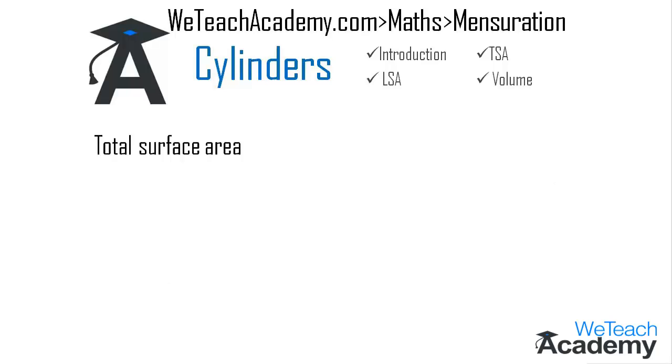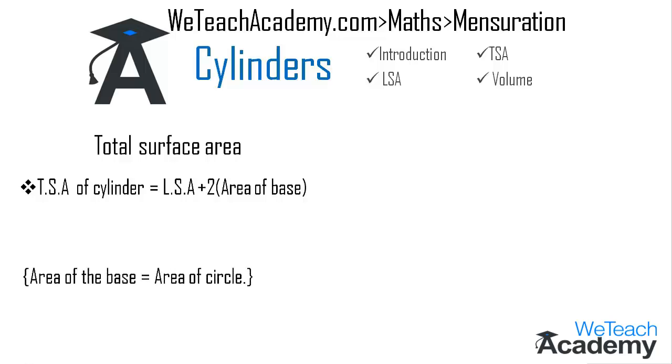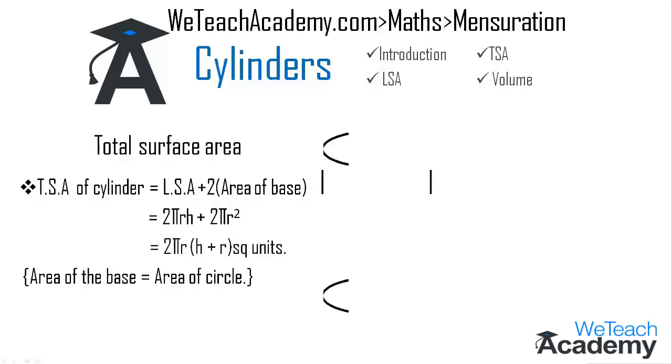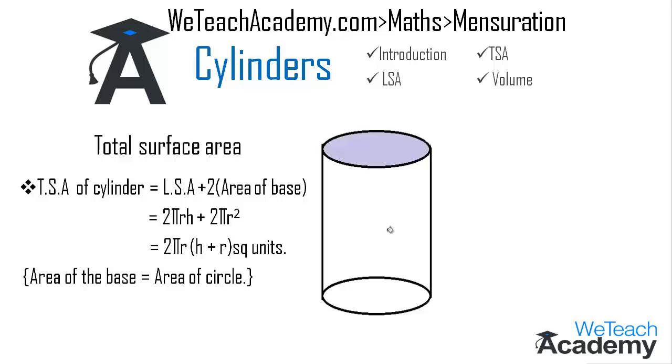Total surface area is nothing but the area of all the surfaces. Total surface area is given by just adding the lateral surface area of the cylinder plus 2 times the area of base. As the base is in the form of a circle, we get here 2 pi r h, that is the lateral surface area, plus 2 times pi r square. Then by writing 2 pi r as a common factor, we get 2 pi r into h plus r square units as the formula to find the total surface area of cylinder. Here there is a cylinder and the area of all surfaces are included in total surface area.